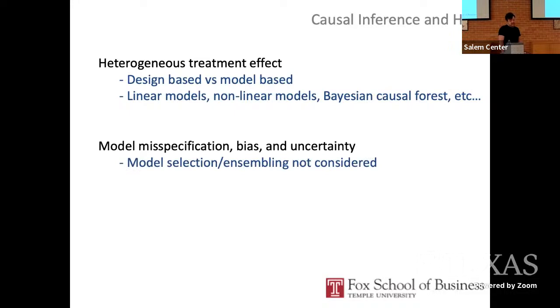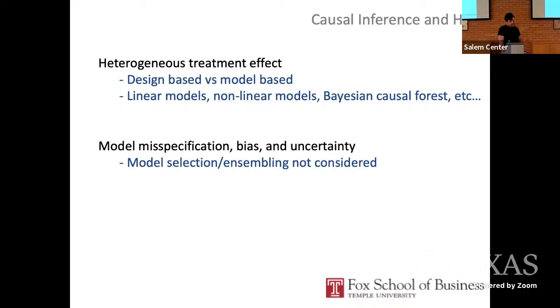And this obviously leads to the problem of model misspecification, bias, and uncertainty. When we do causal inference in a model-based framework, the choice of models, and even, in the Bayesian version, the specification of the priors of the model, is going to have a big impact on your inference.